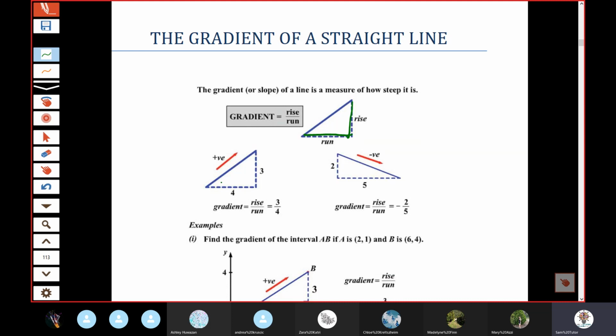Now, if we've got a triangle like this, our rise is 3, our run is 4, and because it's sloped to the right, the answer is still 3 over 4. With a question like this, our rise and run is still 2 over 5. So our rise is 2, our run is 5, right? So it's still 2 over 5 for rise over run, but because it's sloped to the left, the gradient becomes negative, so negative 2 over 5. But your rise and run can never be negative.